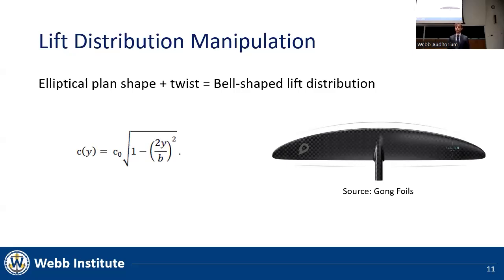We start out with an elliptical plan shape and systematically tune the composite layup to approach the proper nose-down twist until we observe the bell-shaped lift distribution. The equation for chord length for an elliptical planform is shown alongside a high-performance composite hydrofoil that utilizes this planform.